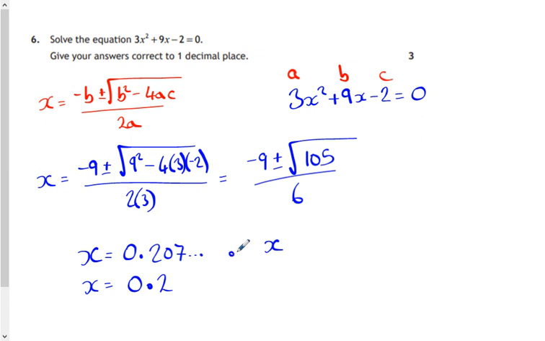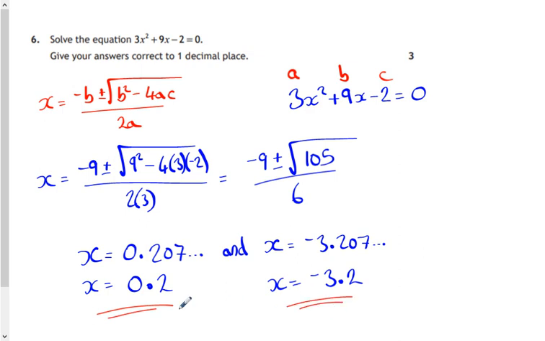And we also get, sorry, no, instead of or we get and, because this is 2 roots. And we get that negative 9 minus the square root of 105, oh sorry, of 105, and then divide that by 6, and that gives us negative 3.207 dot dot dot, which to 1 decimal place is negative 3.2. Again, no units there, but we do have two answers, x equals 0.2 and x equals negative 3.2.